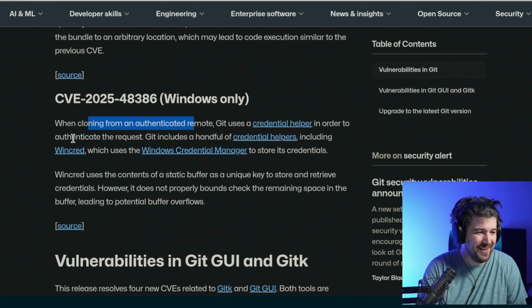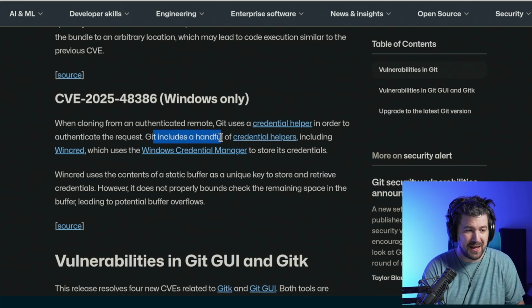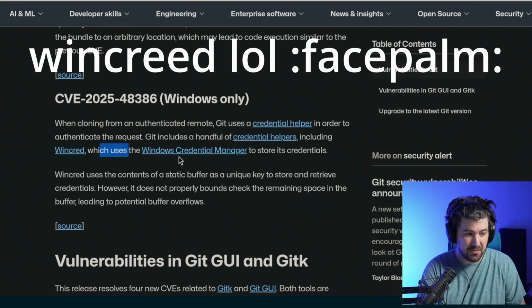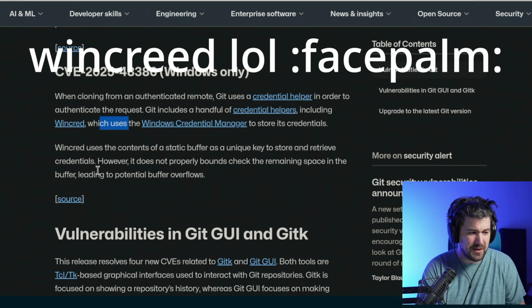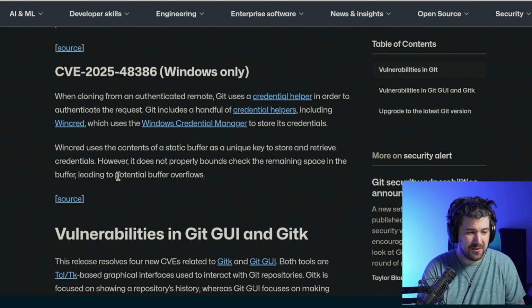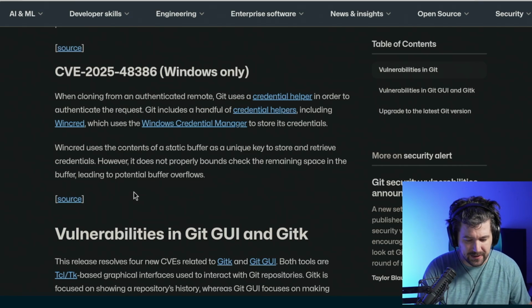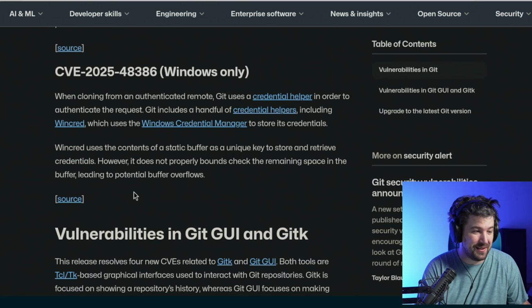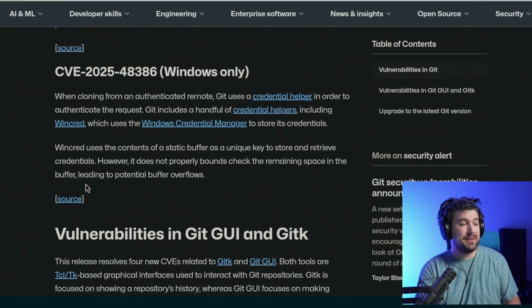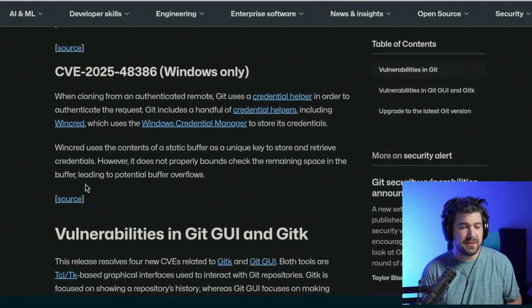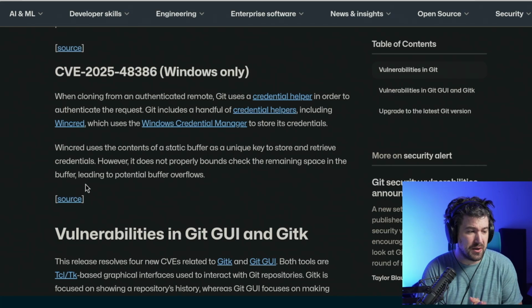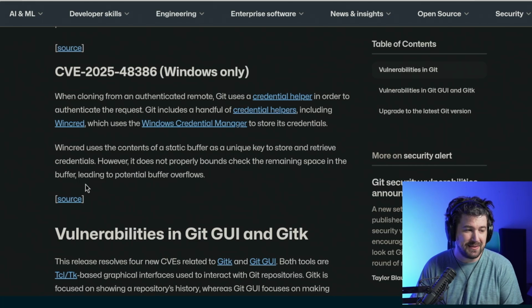To authenticate the request, Git includes a handful of credential helpers, including WinCred, which uses the Windows Credential Manager to store its credentials. I didn't read this ahead of time because I wasn't really planning on talking about the Windows one. Anyways, I'm bad at English. WinCred uses the contents of the static buffer as a unique key to store and retrieve credentials. However, it does not properly bound check the remaining space in the buffer.